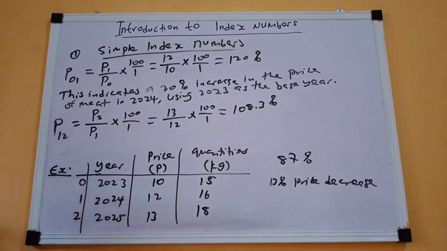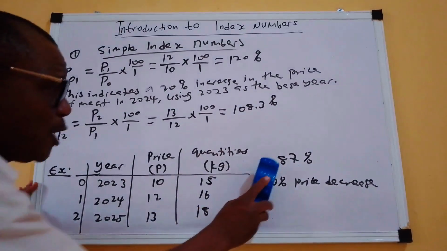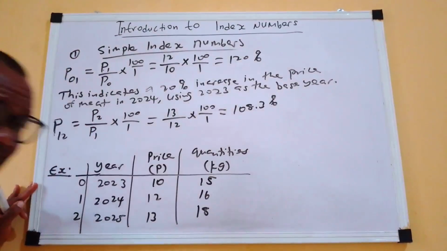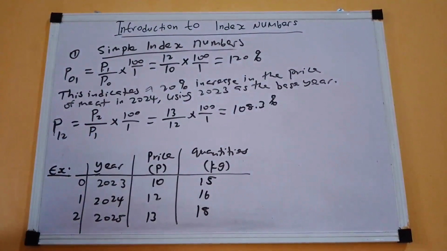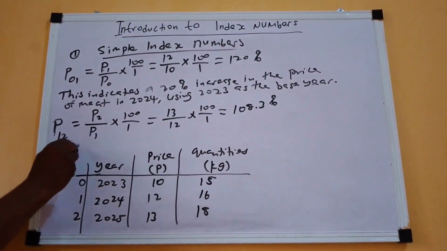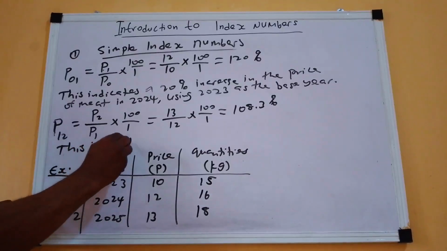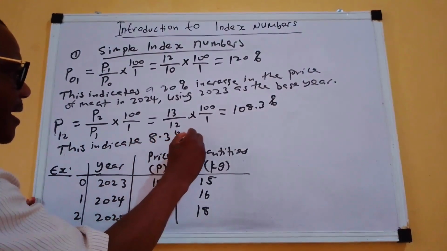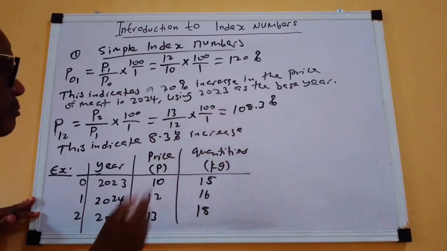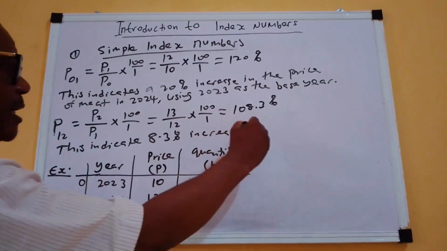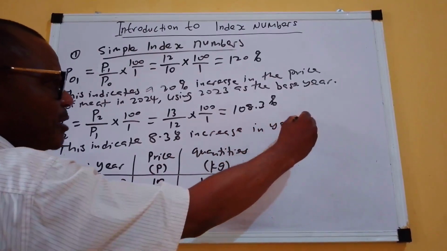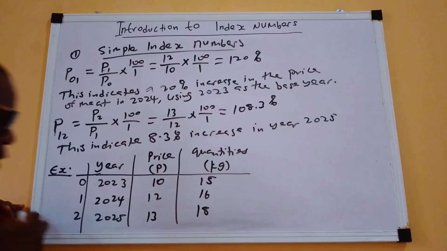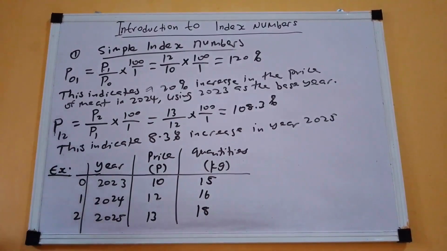We are not talking about quantities yet. We are talking about prices. So if it is above 100, then there is an increase in price. So this indicates an 8.3% increase in the price of meat in year 2025. So the price has gone up by 8.3%. That is the interpretation.